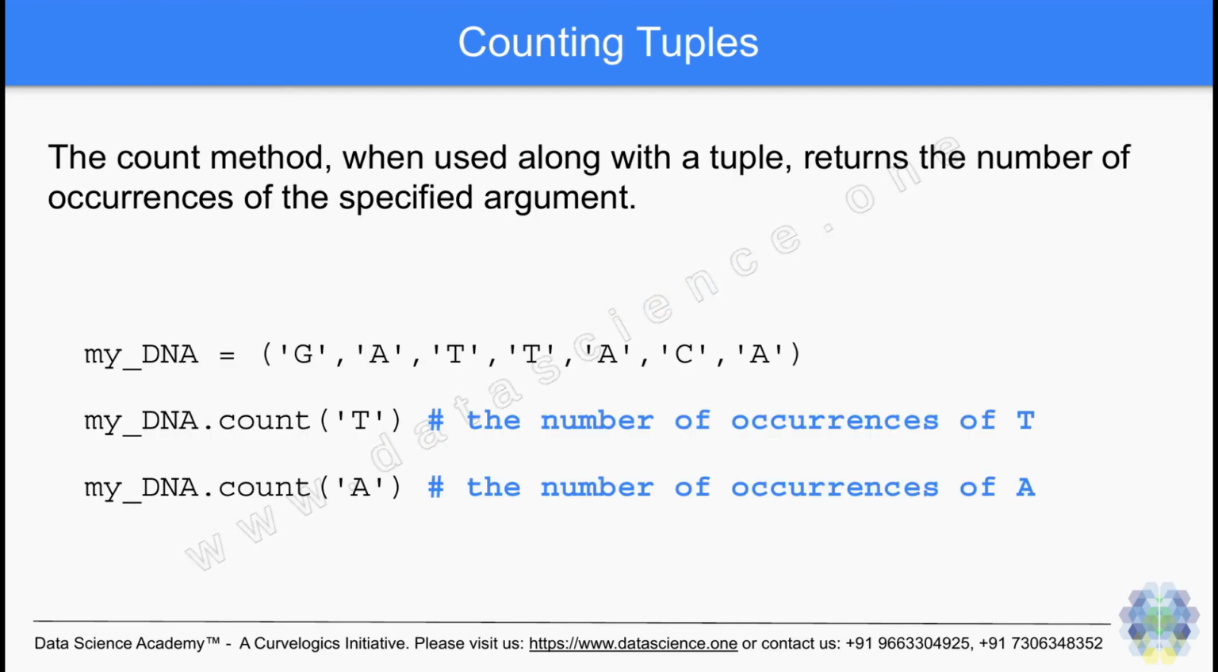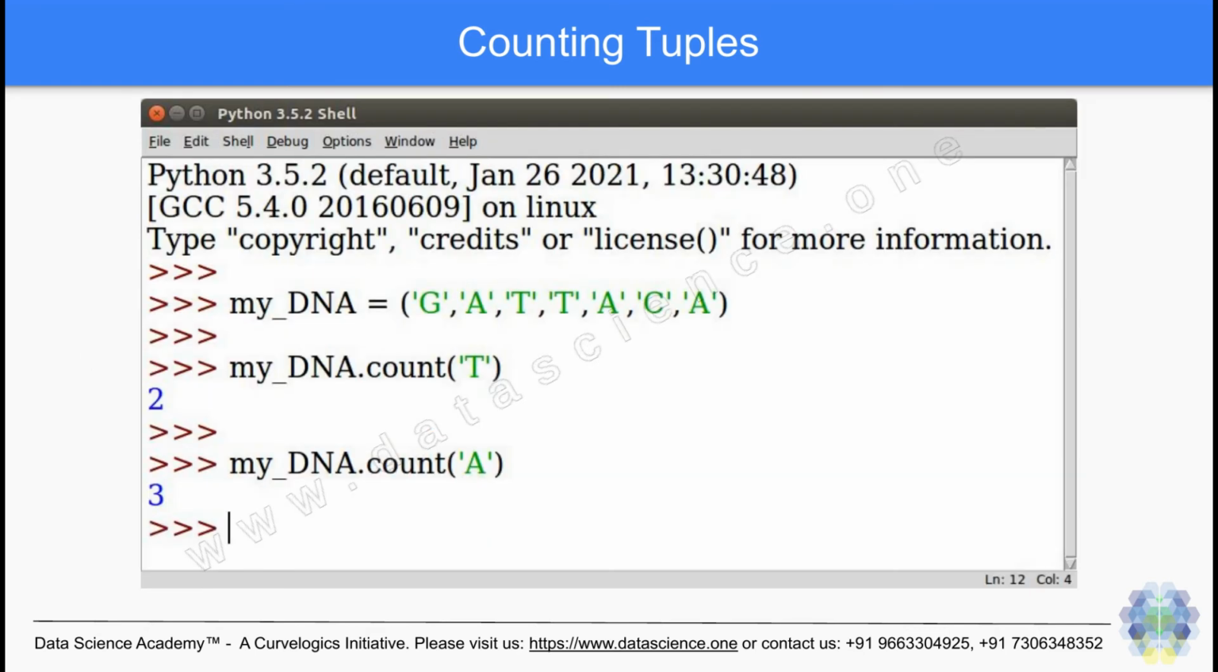The count method, when used along with a tuple, returns the number of occurrences of the specified argument. We will use the same tuple, myDNA, to illustrate the method count. In the first instance, we can see that the tuple has 2 occurrences of the letter T. In the second instance, the letter A occurs 3 times in the tuple. Since tuples are immutable, we have only a limited set of methods available, namely index and count.